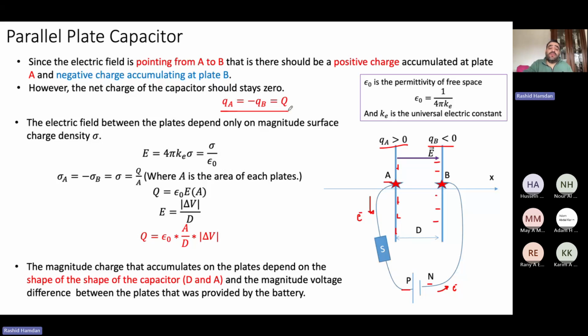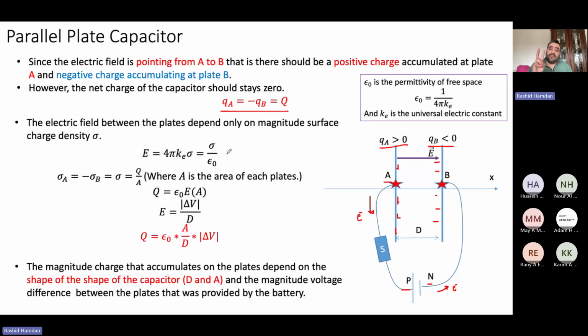Now, we know the relation between the electric field between the plates and the charge on the plates. The electric field between the plates, the double plate, is 4 pi Ke sigma, or we can write it as sigma over epsilon 0.